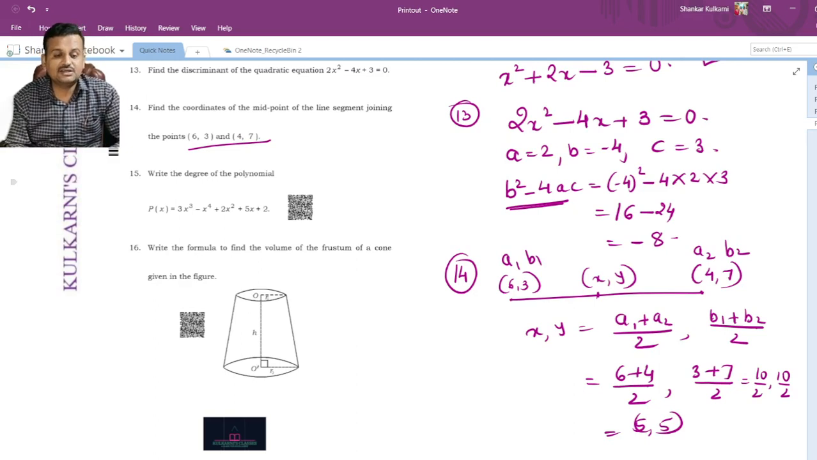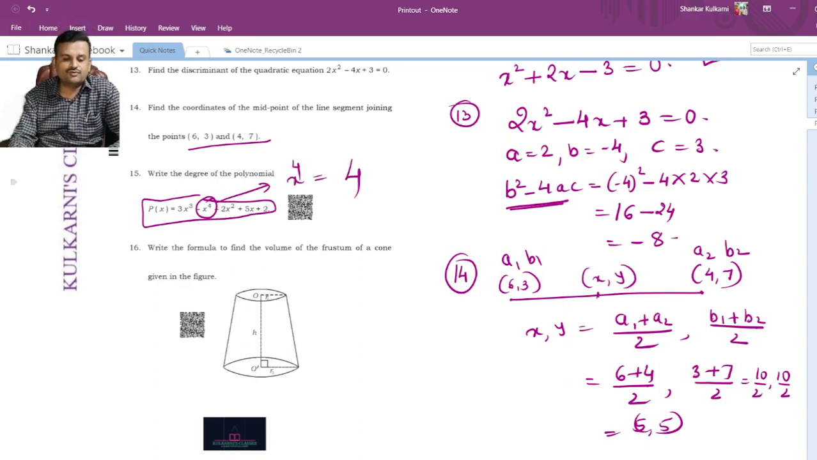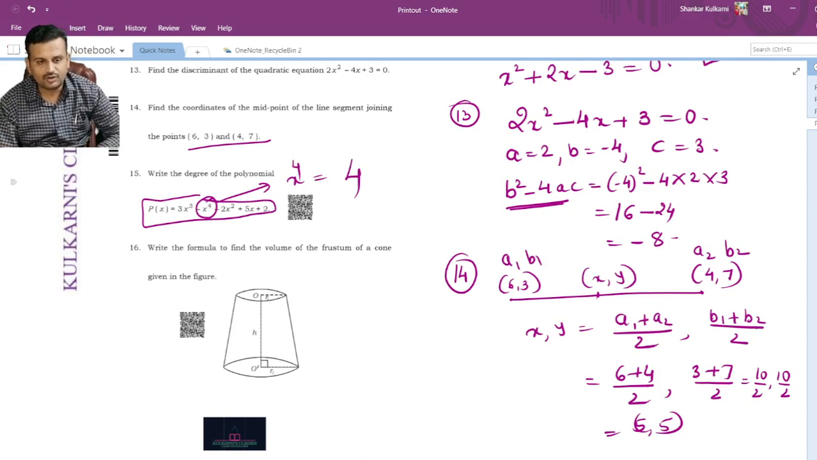The 15th question is: write the degree of the polynomial. Sometimes the questions are so easy, you can just identify. Here the highest exponent of x is nothing but the degree. x to the power 4 is there, so the highest exponent is 4. So 4 itself is the degree of the given polynomial. Okay. Now let us move to the 16th question. Again, it is a direct question, no need to solve, if you have the list of formulae and if you have practiced properly the whole year.